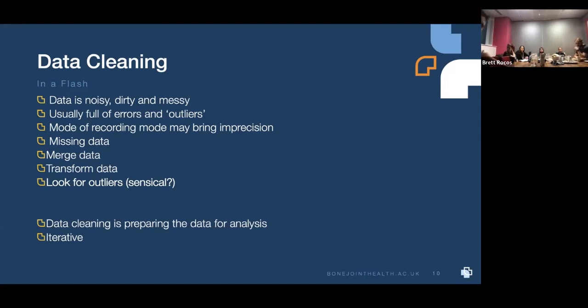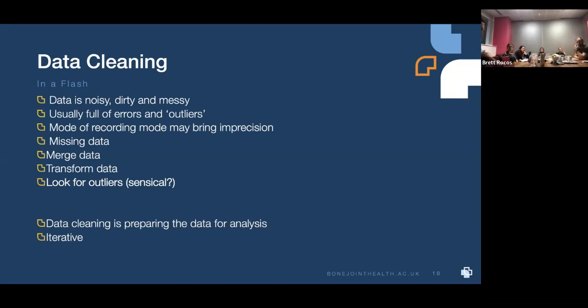Sometimes you have to transform your data, so turn raw into derived data and so on. So a range of movement in a knee might be recorded as a range of degrees, well, you might need to turn it into a percent or radians or something, if that's what the study determines. And as I say, look for the nonsensical outliers early on. So data cleaning is preparing the data for your analysis, okay?